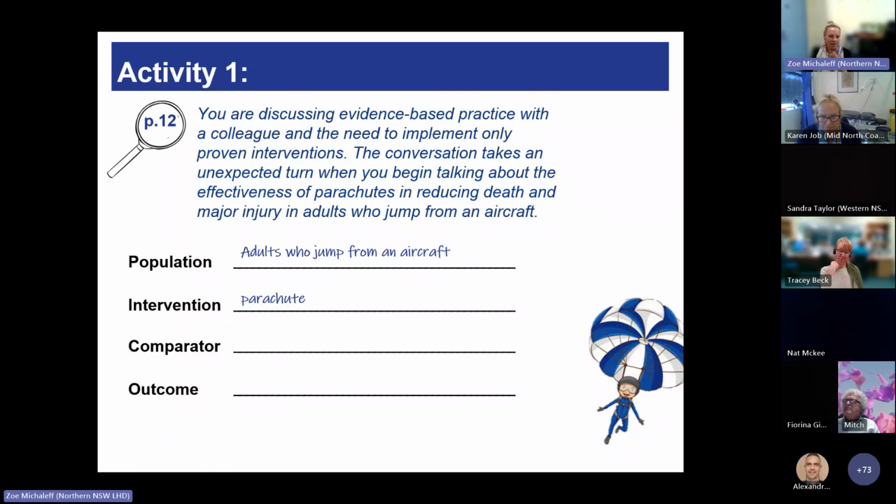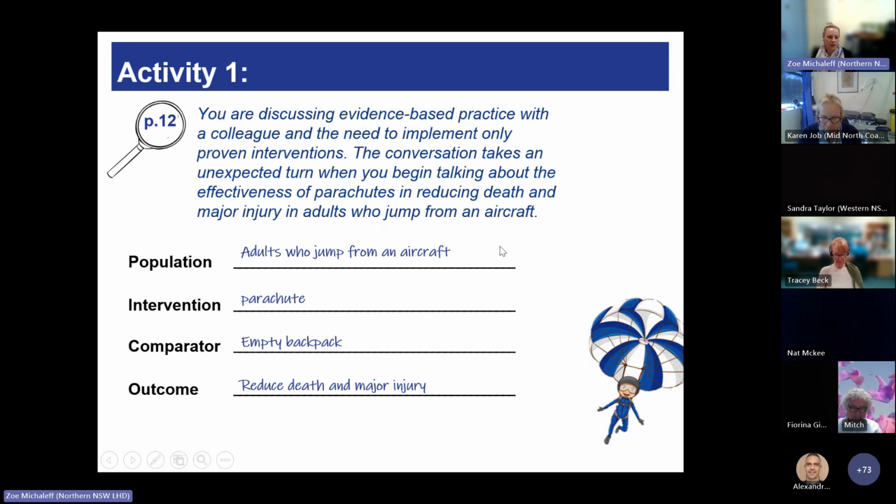Great to see. The comparator, I'm hoping for some creative comparators here. Anyone got any thoughts about the comparators? Excellent. Someone said no parachute. Great. In terms of credibility, we might want to use something like an empty backpack that looks like a parachute, but it's not, for those poor souls. But that's good. And then for the outcome, I was thinking around reducing death and major injury.